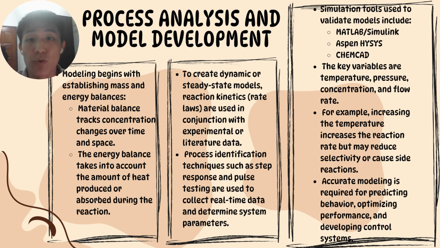Next, I would like to continue with the process analysis and model development. So, the modeling begins with two fundamental aspects, mass balance and energy balance. First, the material or mass balance helps us track how the concentration of each chemical species changes over time or along the length of the reactor. This depends on whether the reactor is operated in batch mode or as a continuous process.